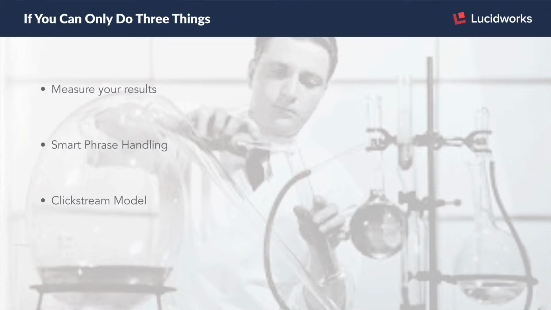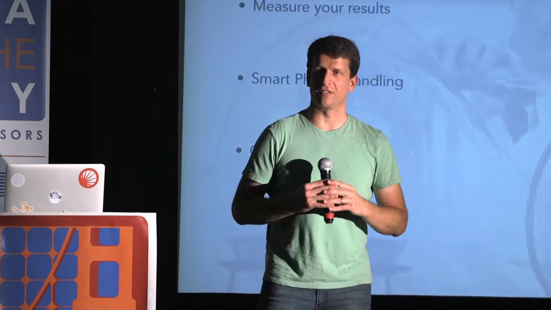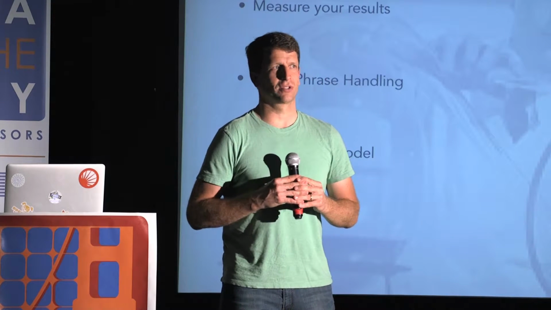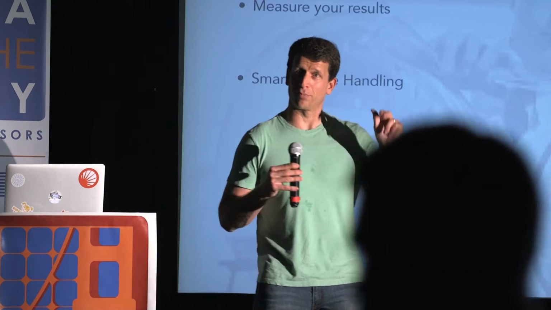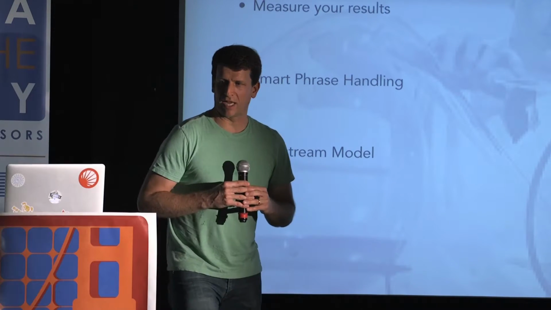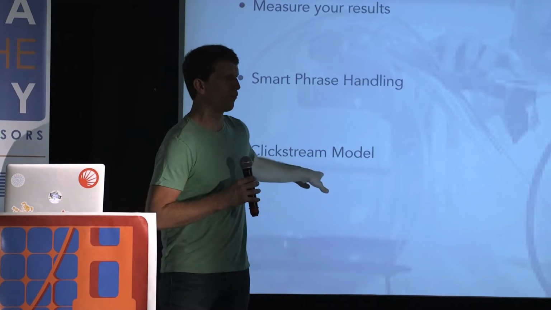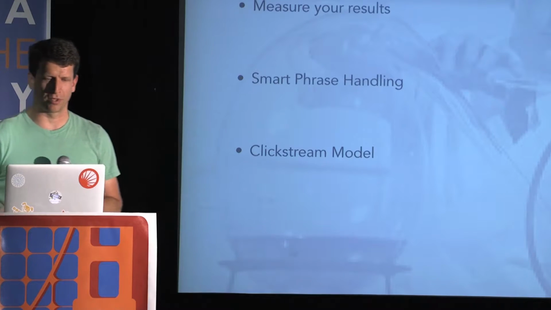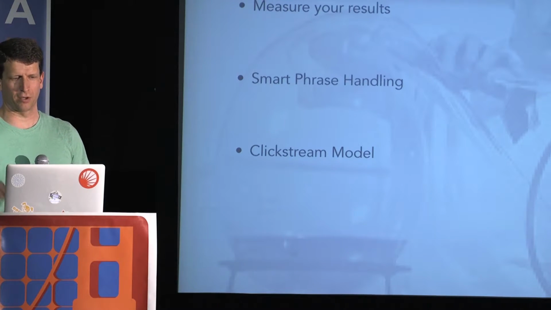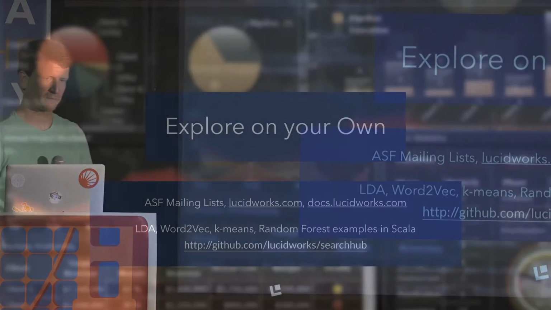A freebie usually in search is just handling phrases better. Anytime a user types more than one keyword, they probably mean a phrase, and so treat it as such, even if they don't put the little quotes around it. Last but not least, it's pretty straightforward and easy to build a simple clickstream model that usually does pretty well with search as well. Again, your mileage may vary here.